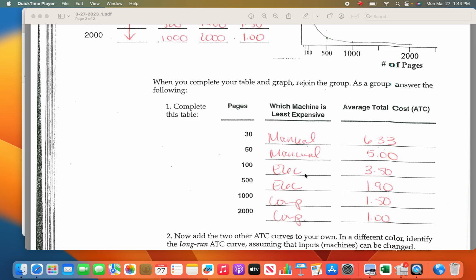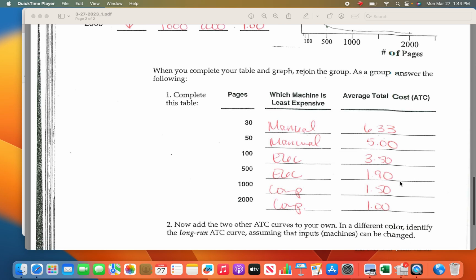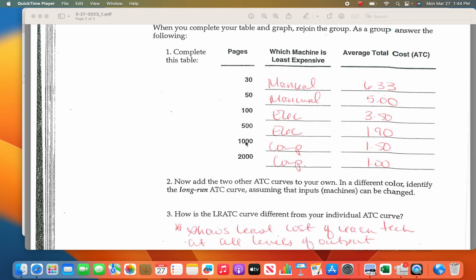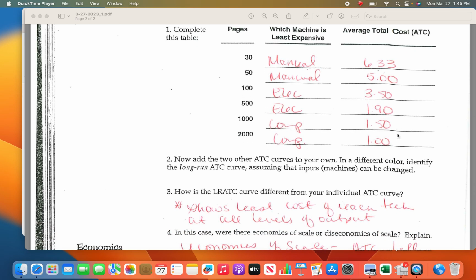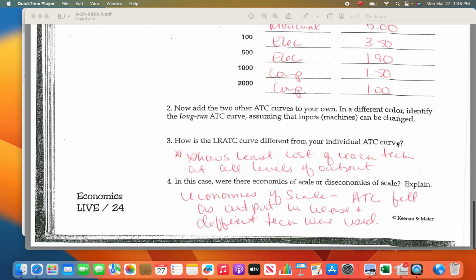But if you start typing more per page, it makes sense to get the electronic typewriter for 100 pages and 500 because they have the lowest average total cost. If you're going to be typing a lot, it makes sense to go ahead and invest in the computer because the average total cost per page is $1.50 for 1,000 and $1 for 2,000.